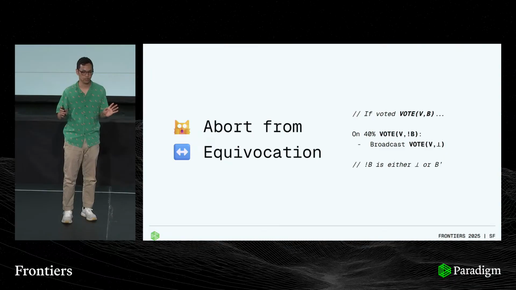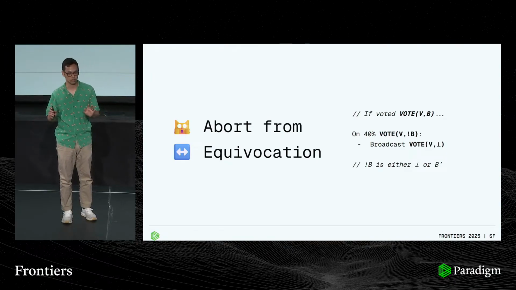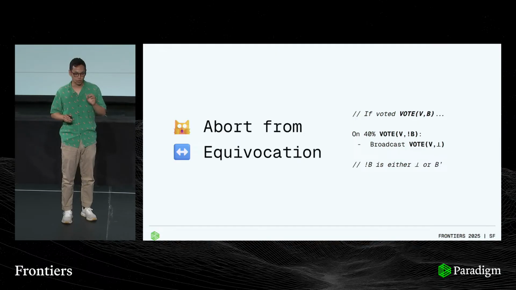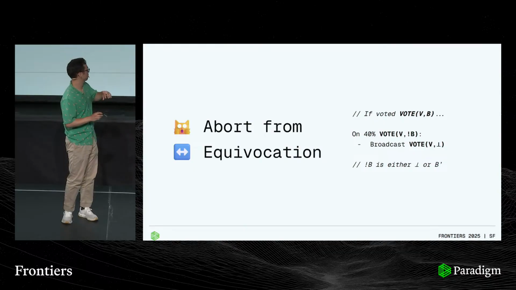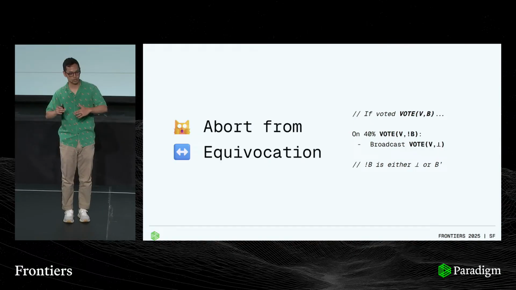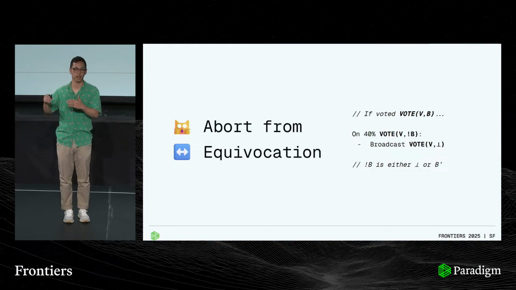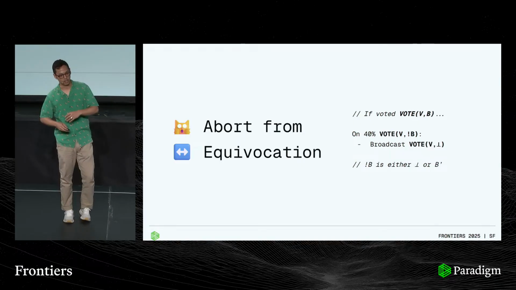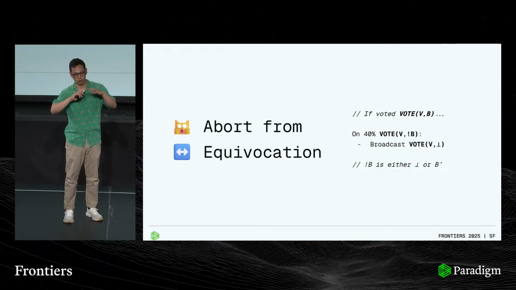If you already timed out, you don't have to worry about this at all. It's just if you cast a vote and you're still stuck in that view, then you might also have to consider voting null. So I call this abort. If you see 40% of votes for something that is not B, that is either a null vote from somebody or a vote for a block that is not the same block that you voted for, then it's actually OK to also broadcast a null vote to everybody.